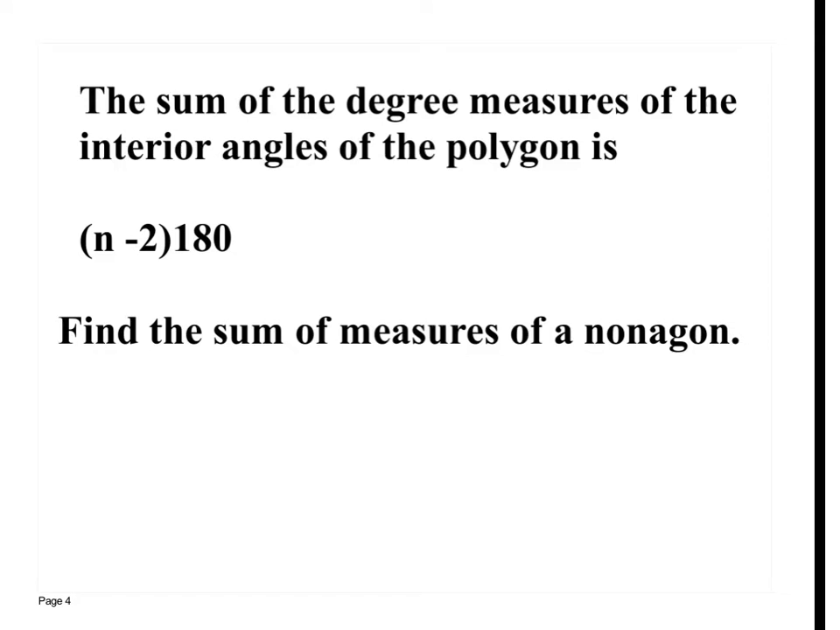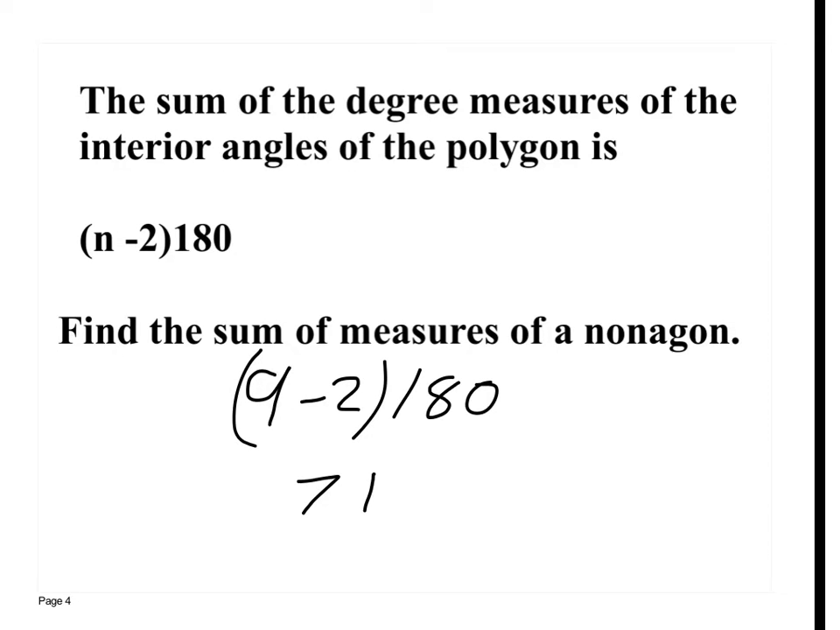Okay, find the sum of the measures of a nonagon. How many sides does a nonagon have? 9. Thank you for paying attention. So I do 9 minus 2. I times that by 180. So 7 times 180 is 1260.